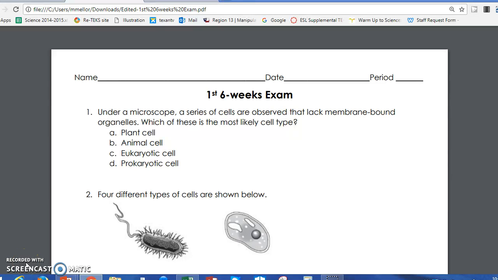First 6 weeks exam. Number 1. Under a microscope, a series of cells are observed that lack membrane-bound organelles. Which of these is most likely the cell type? A. A plant cell, B. An animal cell, C. A eukaryotic cell, or D. A prokaryotic cell?